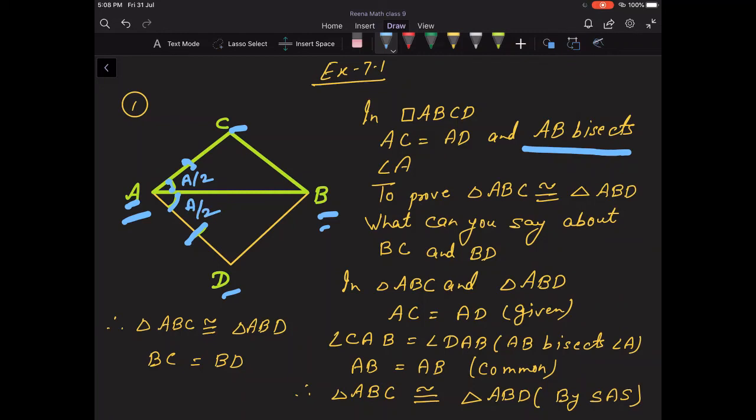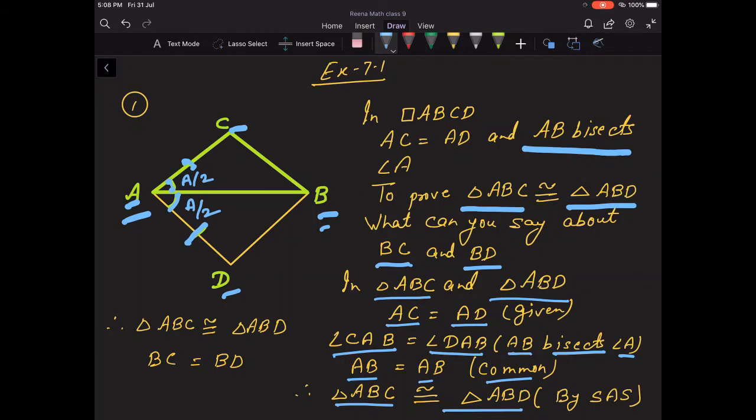We have to prove that triangle ABC is congruent to triangle ABD. So what can you say about BC and BD? This is also asked in the question. So for that, I have chosen both the triangles and we will prove them congruent. See triangle ABC and triangle ABD. AC is equal to AD. This is given in the question. CAB is equal to DAB, because AB bisects angle A, and AB is the common side for both the triangles. So we can say triangle ABC is congruent to triangle ABD by the congruency SAS.